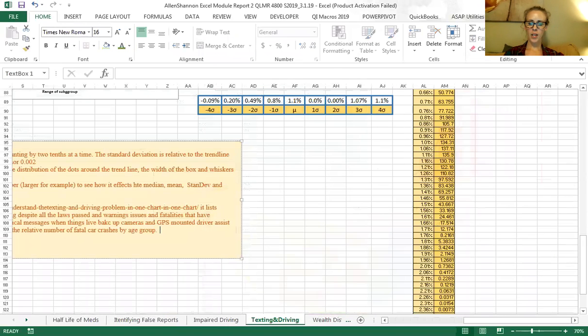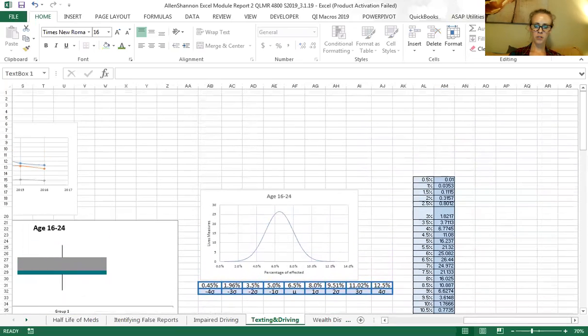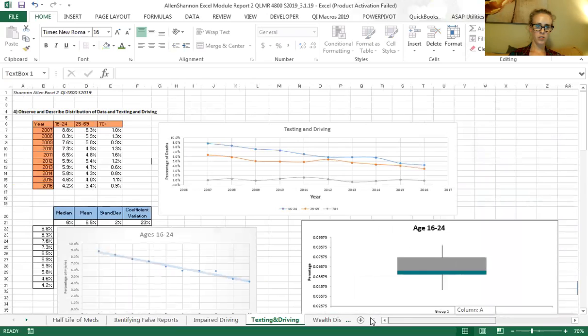Now to segue into texting and driving, which is equally as alarming. Let's go over here and see what we got.